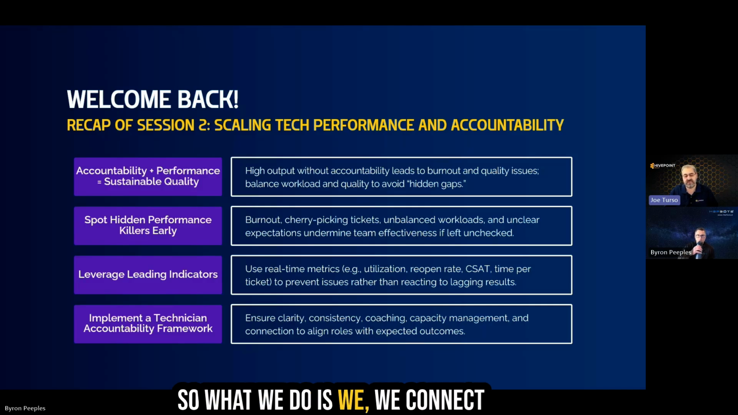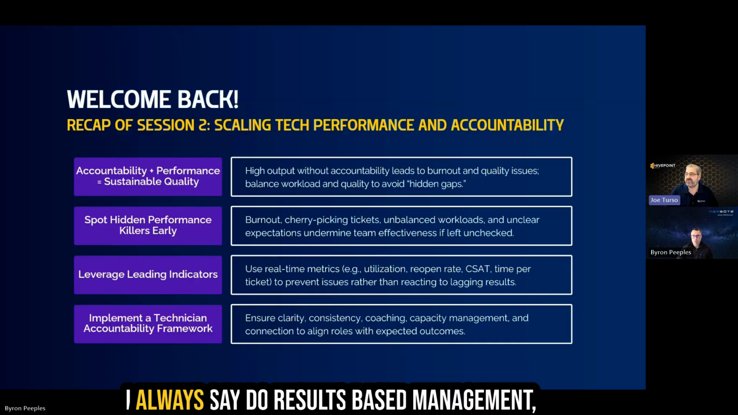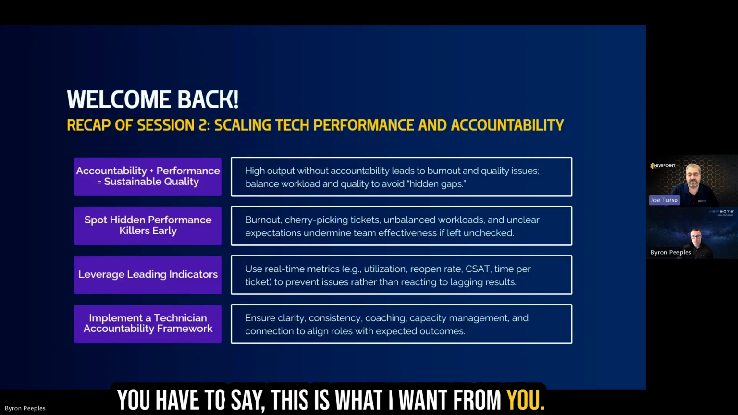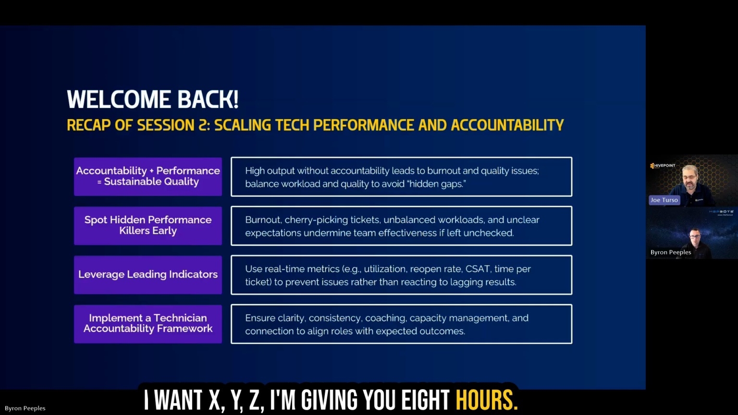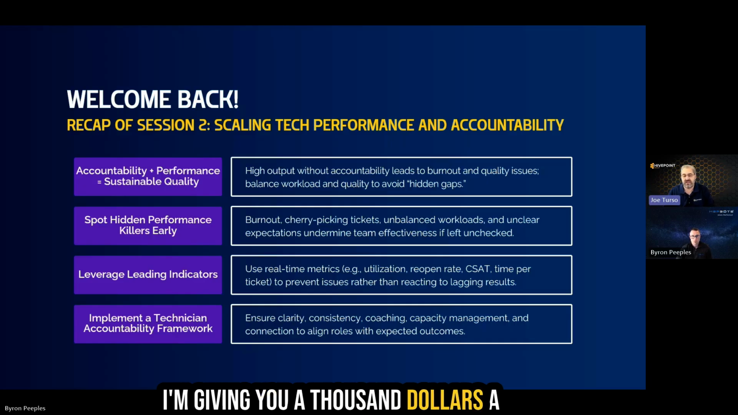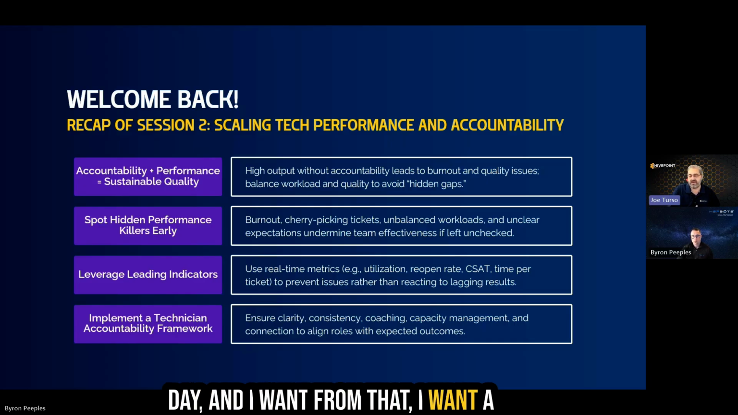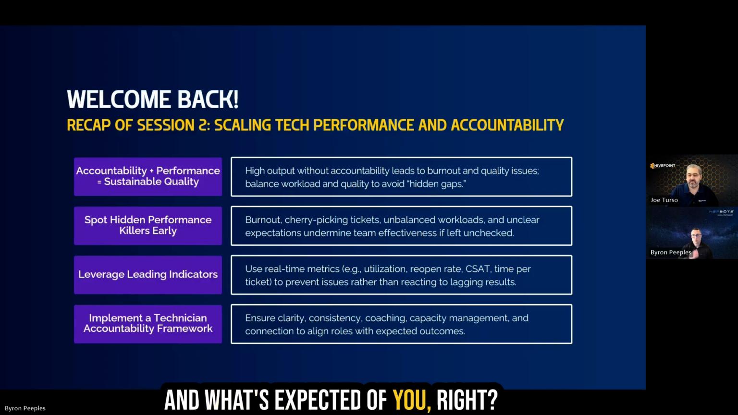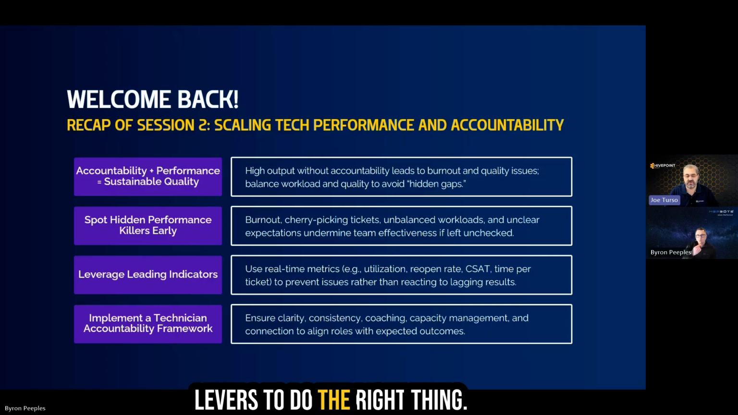So what we do is we connect these actions with results, right? I always say do results-based management, but you have to coach the effort, right? You have to say, this is what I want from you. I want X, Y, Z. I'm giving you 8 hours, I want 6.25 back, right? I'm giving you $1,000 a day, and I want from that a CSAT and 80% effective client-facing utilization. You have to know what the result is and what's expected of you, and be able to pull the levers to do the right thing.